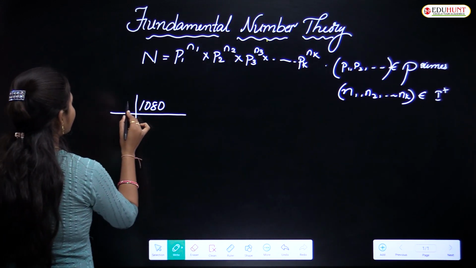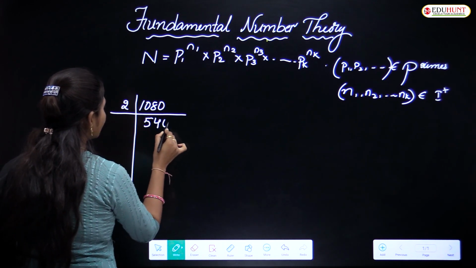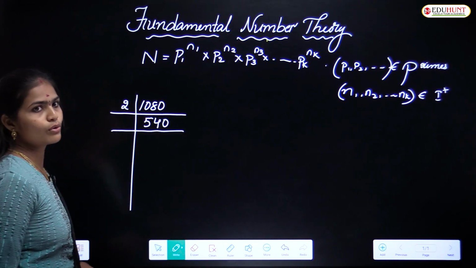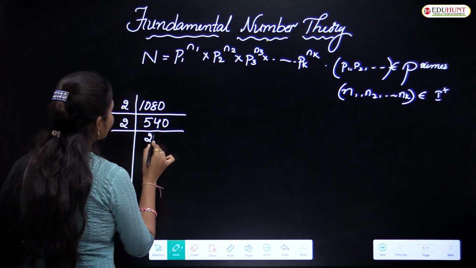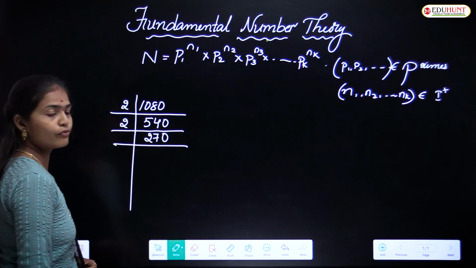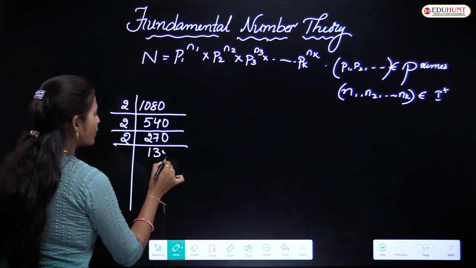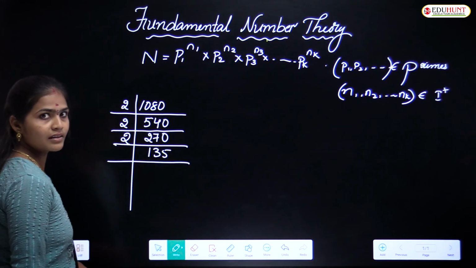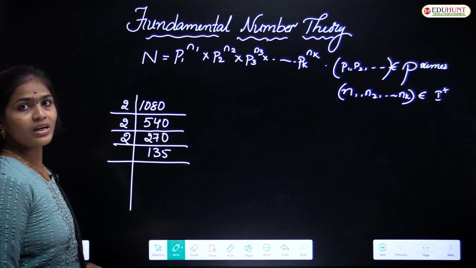So prime factorization: 2 5s are 10, 2 4s are 8, and 2 540s are 1080. Clear? Next, 2 27s are 54 and 2 270s are 540. Next, 2 1s are 2, 2 3s are 6, 2 5s are 10, 2 135s are 270. Next, 135 is not divisible by 2.